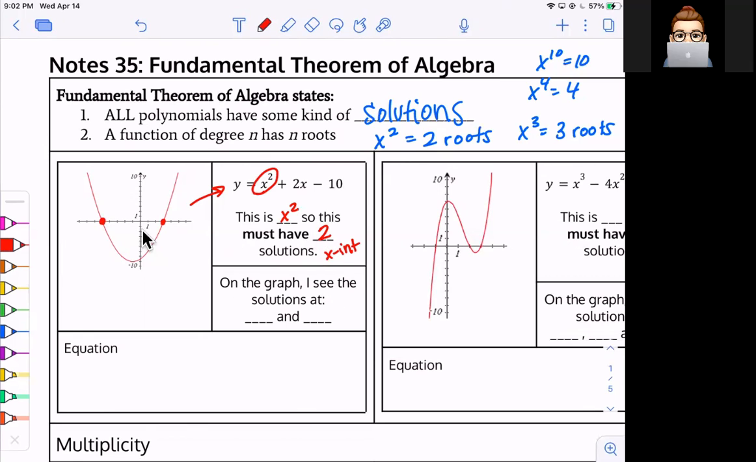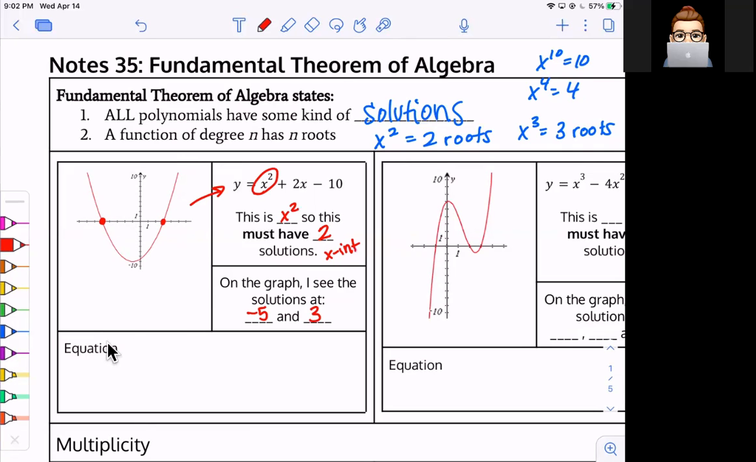So on the graph, I see the solutions right here at -5 and right here at +3. Right, so this checks out. We have x squared, so it's supposed to have 2 solutions. On the graph, I see them at -5 and at +3.